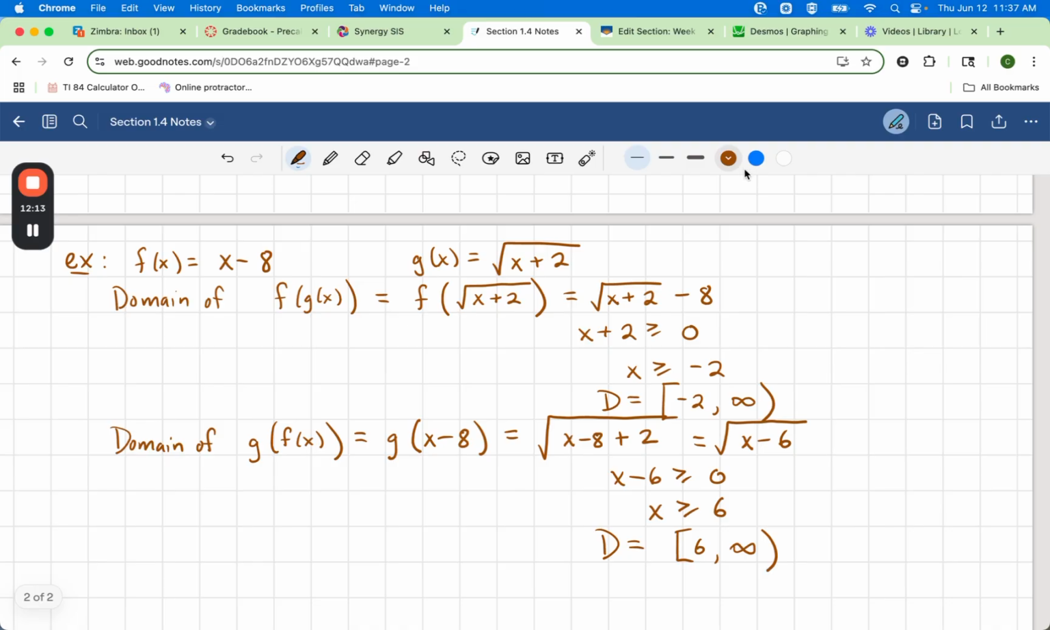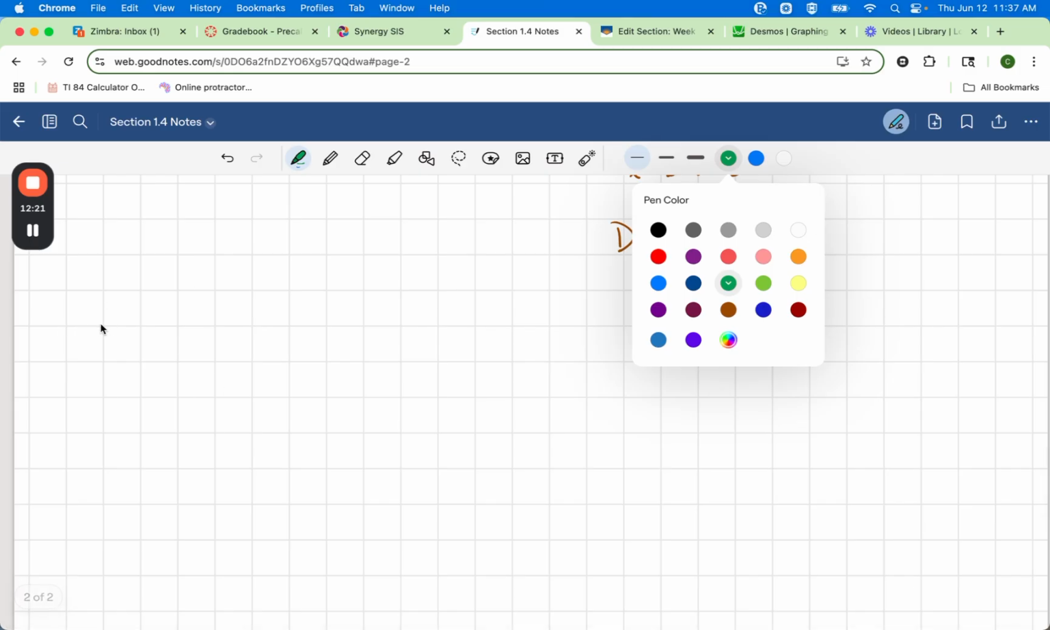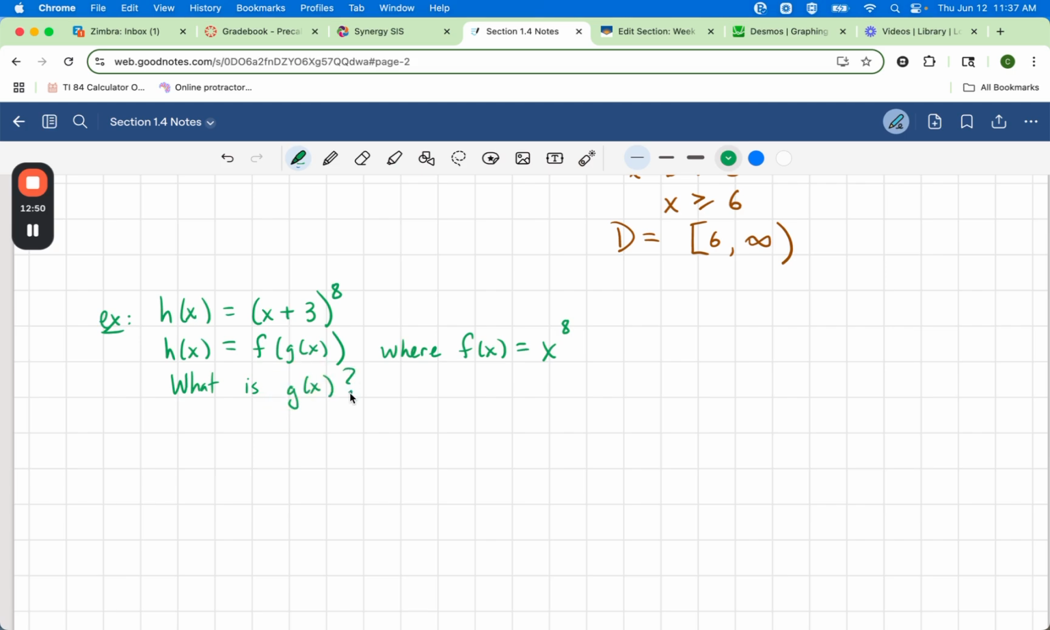Now there's a tricky devil on this one. Let's talk about that devil. Here we go. I have h of x equals x plus 3 raised to the 8th power. We want to make this into some composite function where f of x equals x to the 8. So they're asking us, what is g of x?